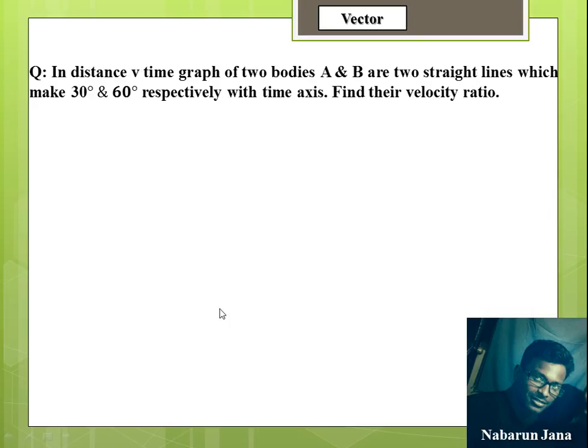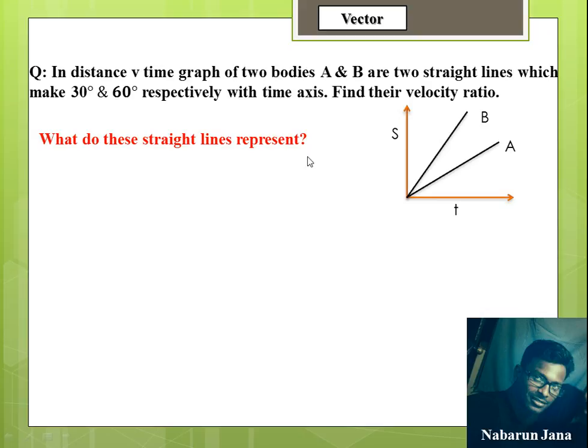One another question, carefully read it. In the distance versus time graph of two bodies A and B, there are two straight lines which make 30° and 60° respectively with the time axis. Find their velocity ratio. Let this be the distance versus time graph. This is distance and this is time. For body A the graph is this straight line, and for body B the graph is this straight line. So the first question is, what do these straight lines represent?